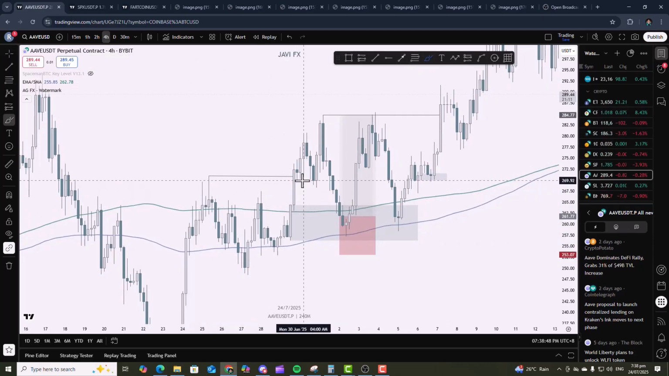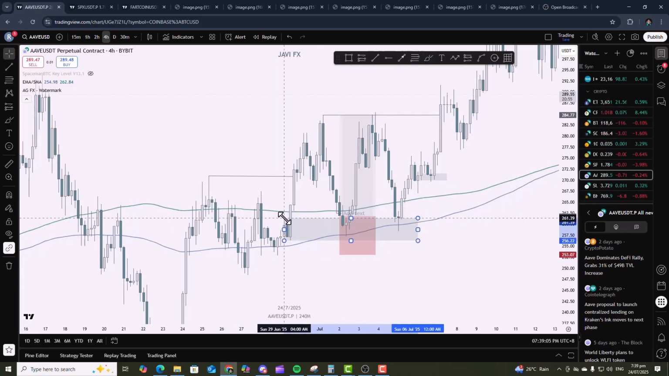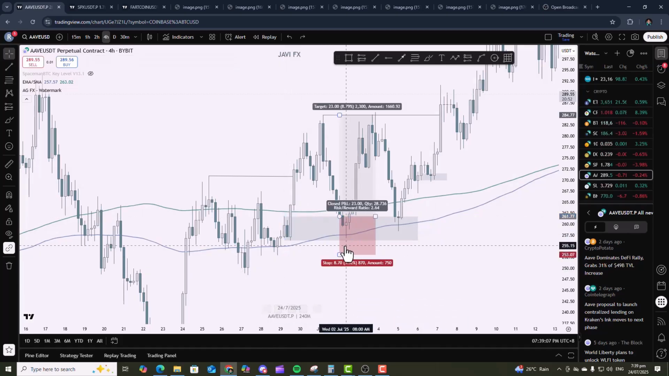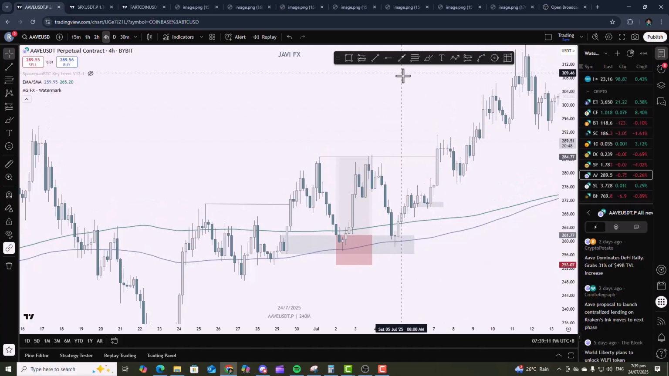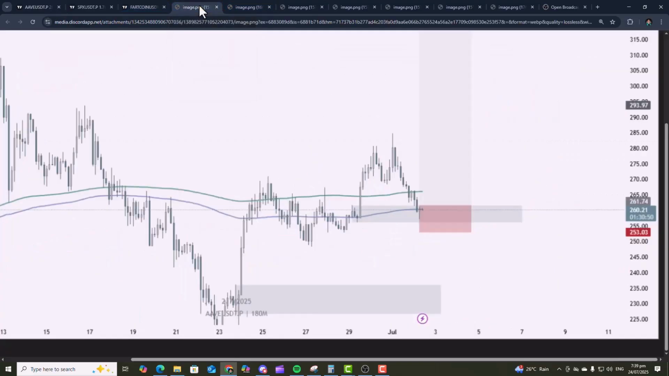Remember our criteria: valid break of structure, fair value gap, context is we're bullish now. But me, I like to be cute and try to keep my risk to reward as tight as possible. So this is my entry. But either entry you can use, right? It just depends on your risk appetite.